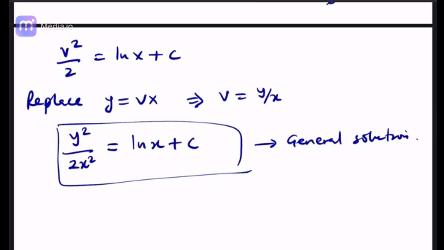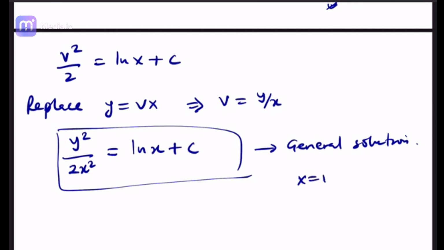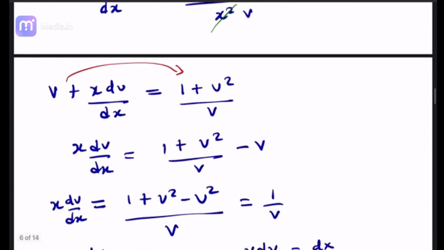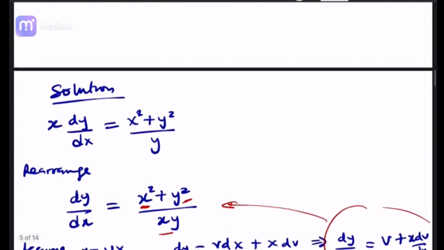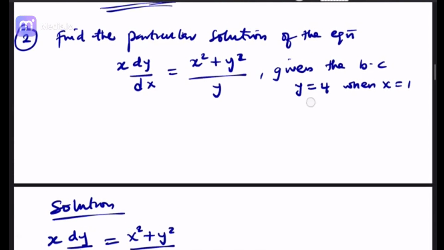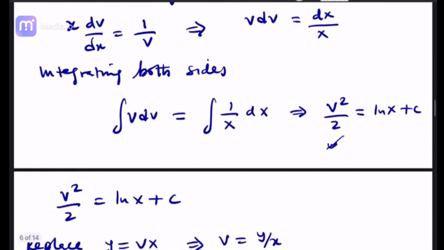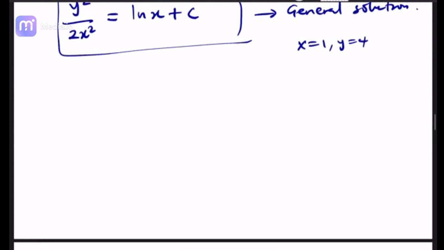However, we are asked for the particular solution when x is equal to 1 and y is equal to 4. Hold on a minute, I have to check if I'm correct with that. Yes, y is equal to 4 and x is equal to 1. So this is the general solution.